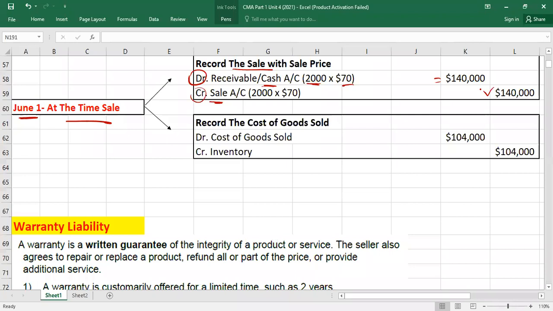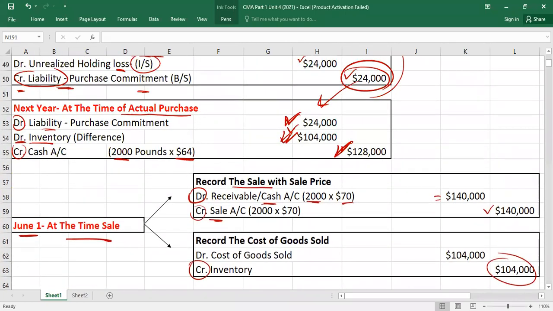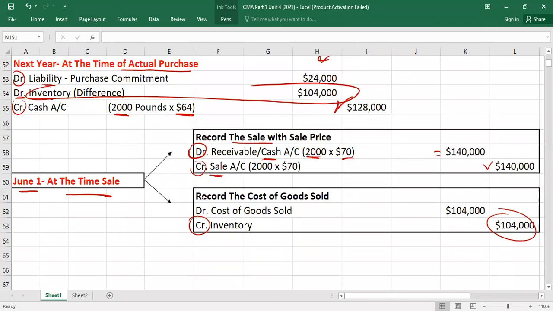Understood? And at the same time, you also need to record the cost of goods sold. Think logically, because you sold the whole inventory, so inventory should be credited, right? Because you have to remove it, it is sold. So you will credit the inventory with 104,000. From where did you get this value? Because you have recorded inventory at 104,000. Right or wrong? So this inventory should be credited with 104,000. And what will be debited then? Cost of goods sold. Understood?